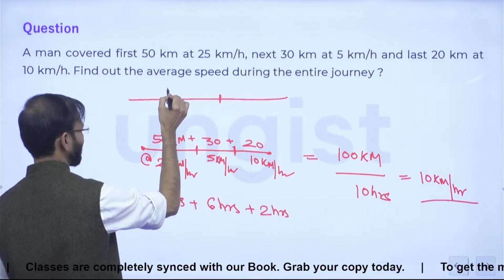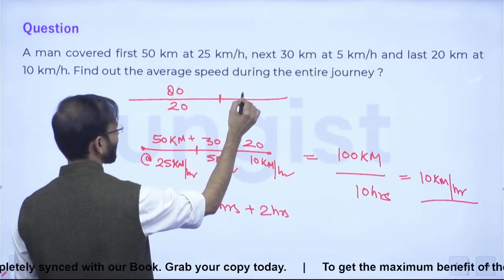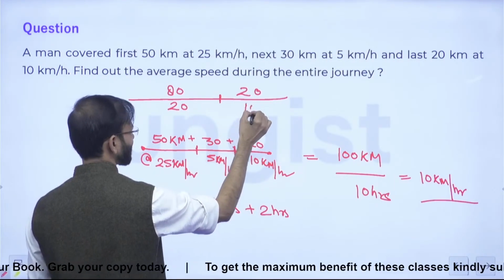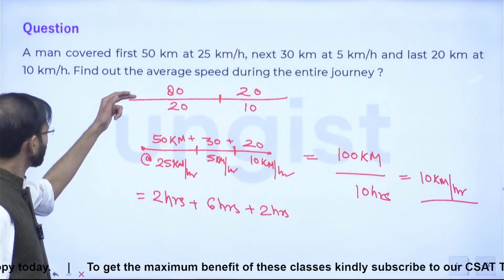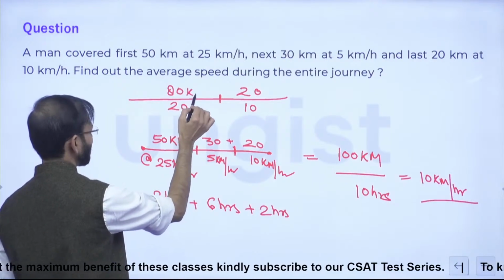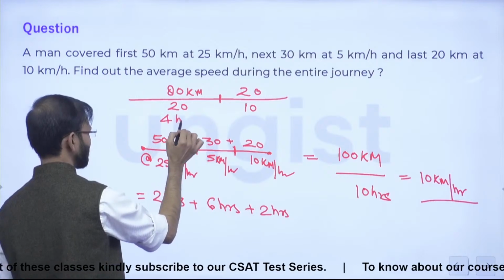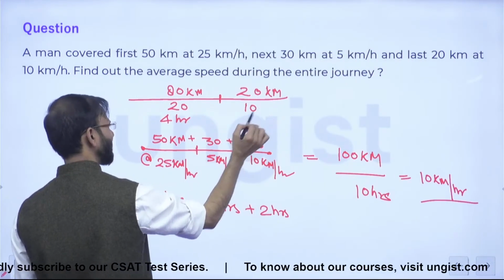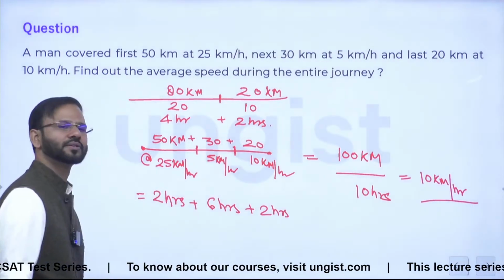let's say, just think on it, guys. This is, let's say, 80 and this is, let's say, 20, right? Just think on it. Fine. So here, the person covered 80 kilometers at 20 kilometers per hour. So here he took 4 hours, right? And here he covered 20 kilometers at 10 kilometers per hour. So here he took 2 hours. Right? Just think on it.